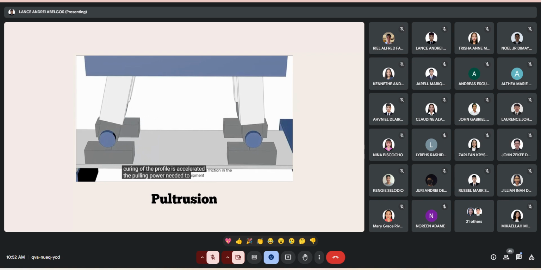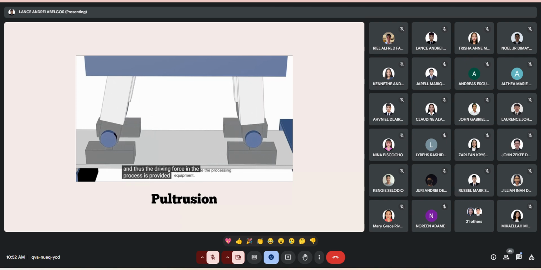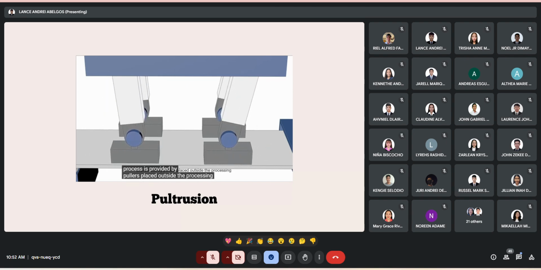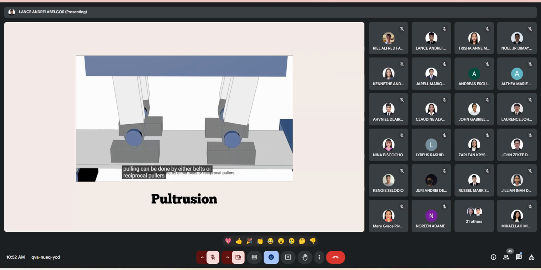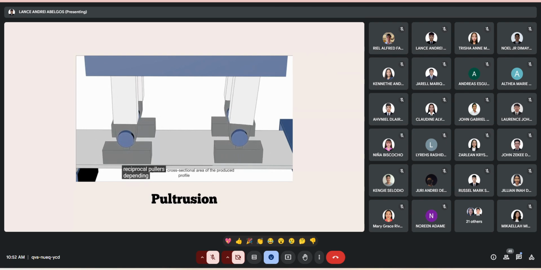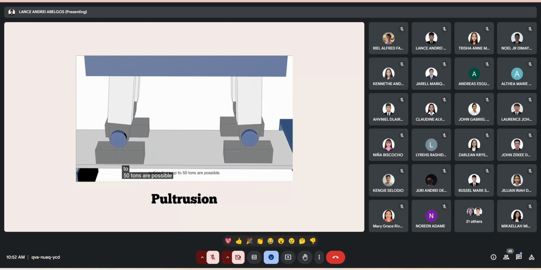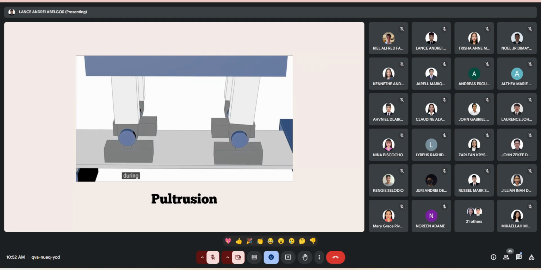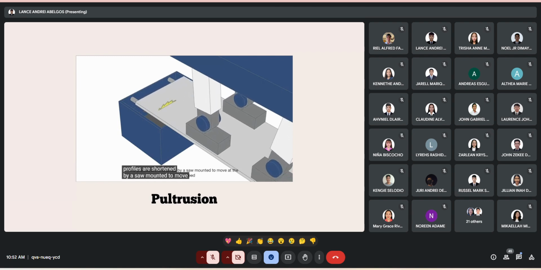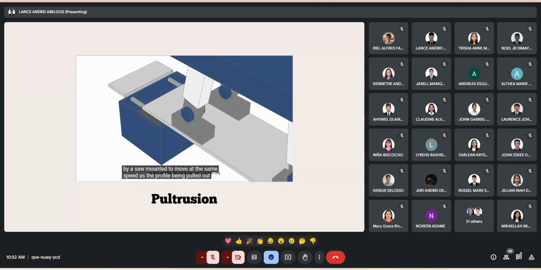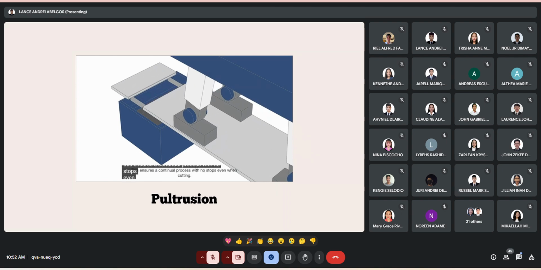The pulling power needed to overcome friction in the processing equipment, and thus the driving force in the process, is provided by pullers placed outside the processing equipment. Pulling can be done by either belts or reciprocal pullers. Depending on the cross-sectional area of the produced profile, pulling forces of up to 50 tons are possible. During the last phase of the process, the profiles are shortened by a saw mounted to move at the same speed as the profile being pulled out of the die. This ensures a continual process with no stops, even when cutting.